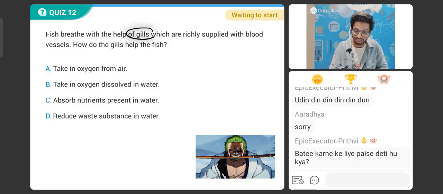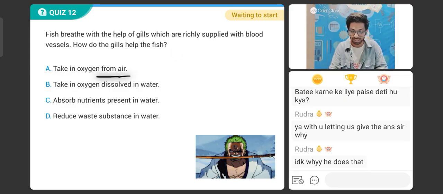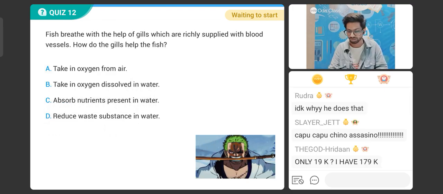The fish breathe with the help of the gills, which is richly supplied with blood vessels. How do the gills help the fish? Take in the oxygen from the air, taking the oxygen dissolved in the water, absorbing nutrients, or reducing waste substance.